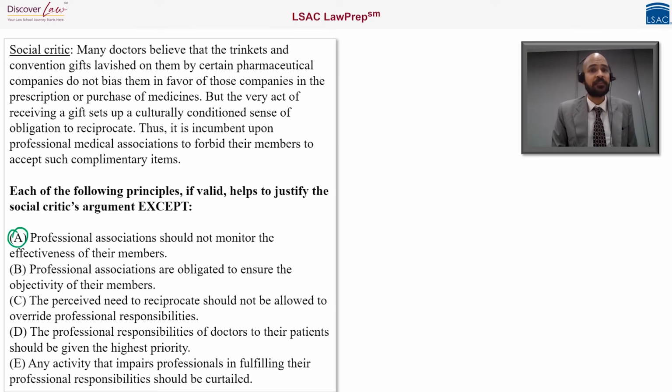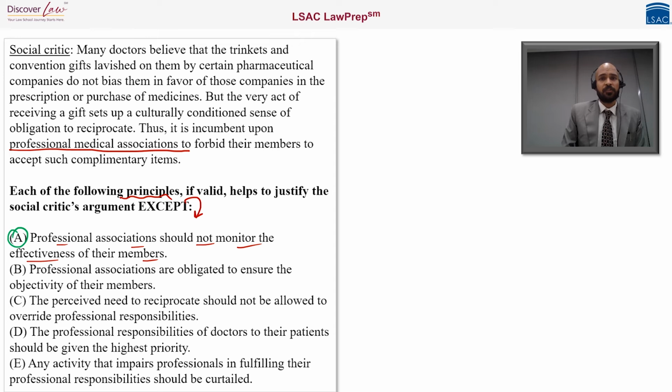Okay, the principle given in option A is, as you saw, that each one of these is giving a principle. So the principle in option A is professional associations should not monitor the effectiveness of their members. Okay, and if you see here, it talks about professional medical associations. So the principle here, which will apply even to medical associations because it talks about professional associations as such, says professional associations should not monitor their members. In this case here, you see the conclusion says professional medical associations should forbid their members.